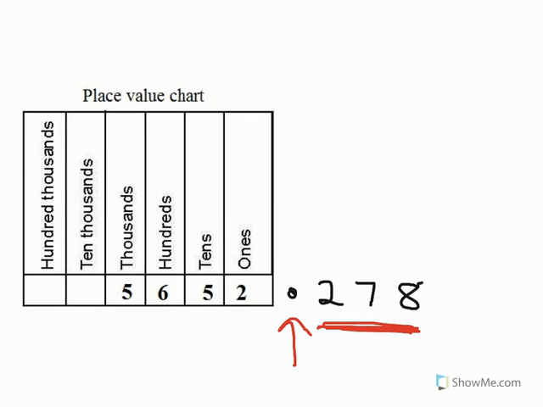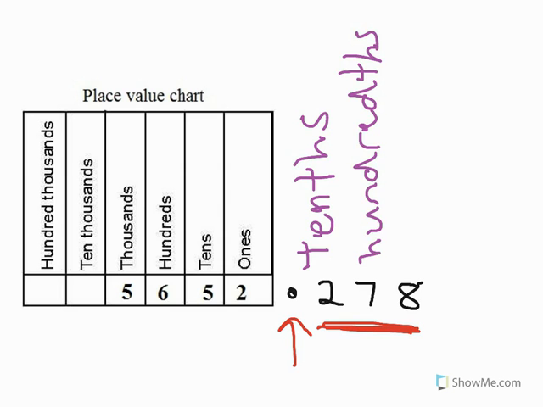So what would we call the place value for each of these numbers? For number 2, what place value is that in? Or the 7, or the 8? And how would we read a number like this? Maybe I'll start by just telling you and explaining it afterwards. The 2 is in the tenths place value, the 7 in the hundredths, and the 8 is in the thousandths place.